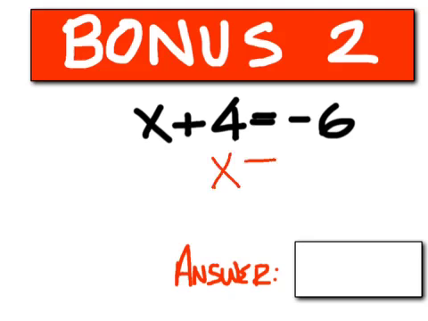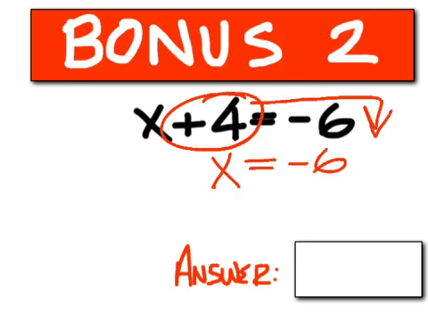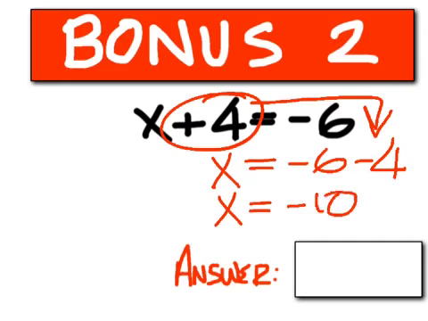For the bonus problem, we have x equals a negative 6. This changes over and becomes the opposite, which is minus 4. So that should be a negative 10.